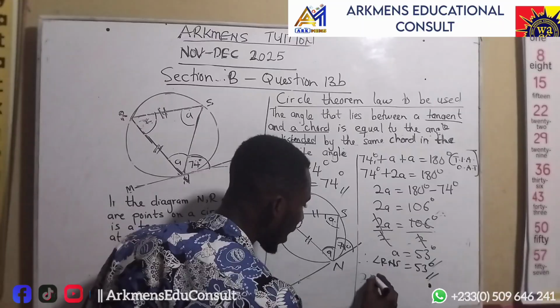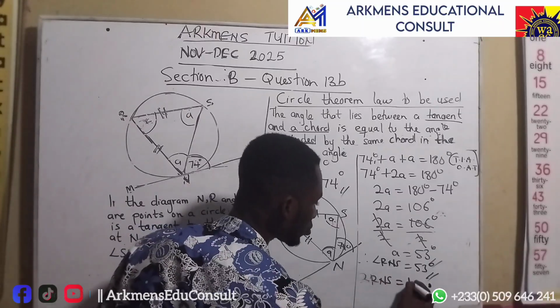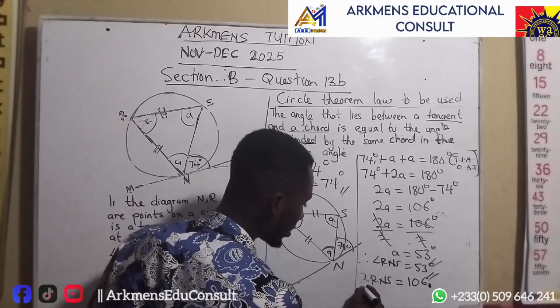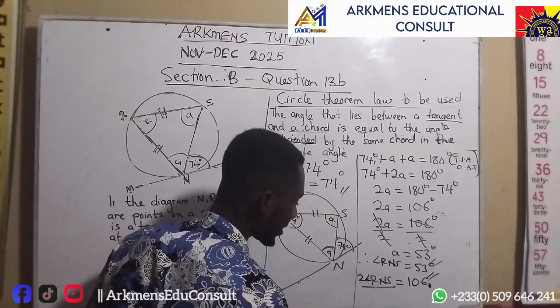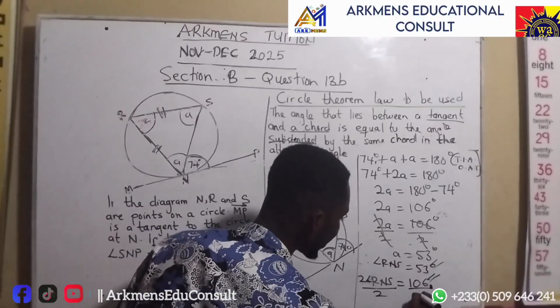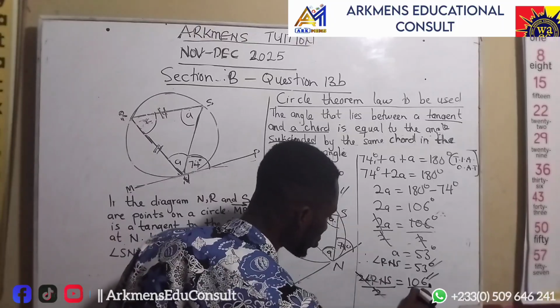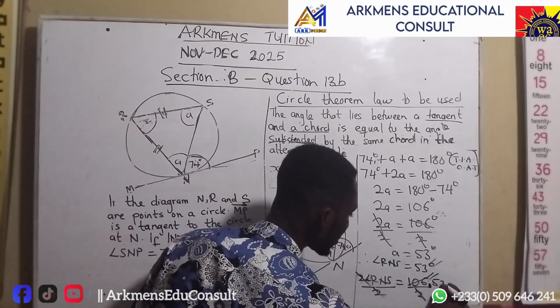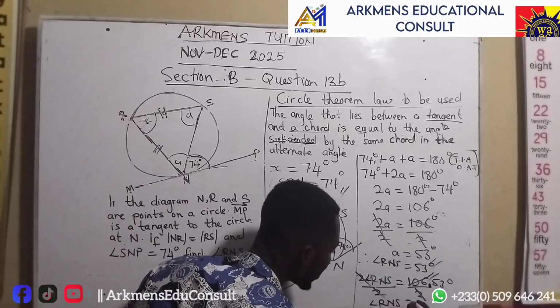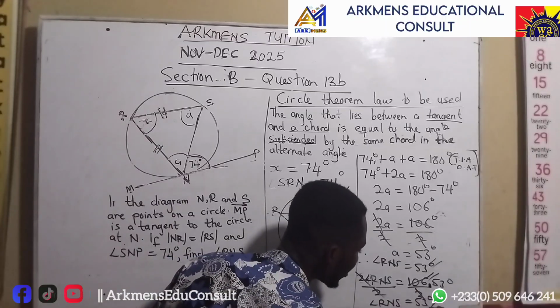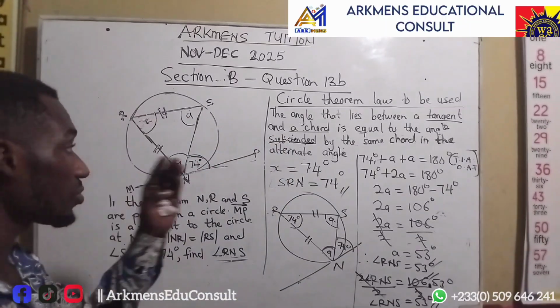If you don't want to use A, 2 angle RNS is equal to 106. Then you divide both sides by 2 like this. So these two will cancel, these two will cancel here, and you get 53 degrees. And I'm still going to get angle RNS is equal to 53 degrees. So this is how we did it.